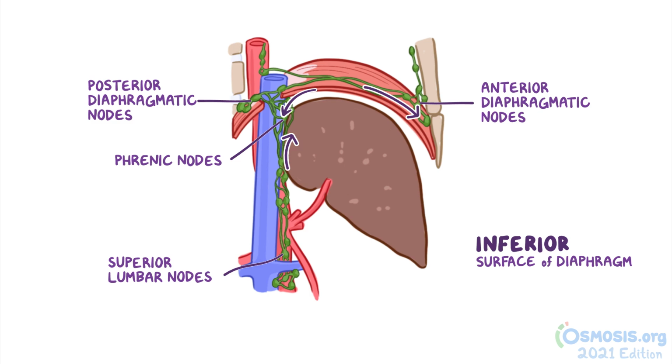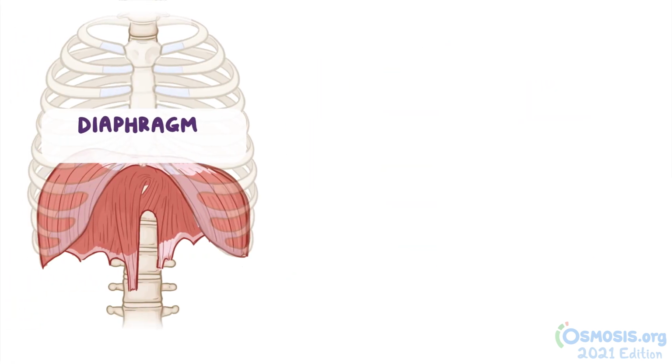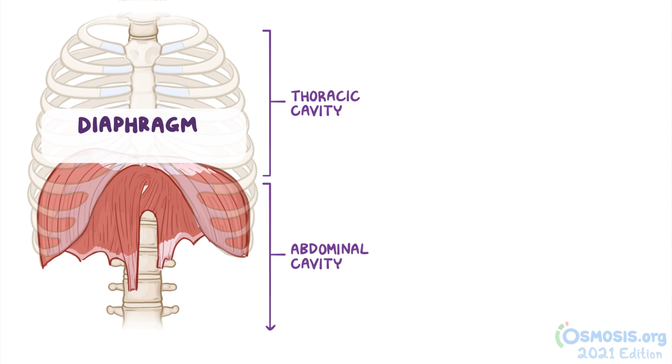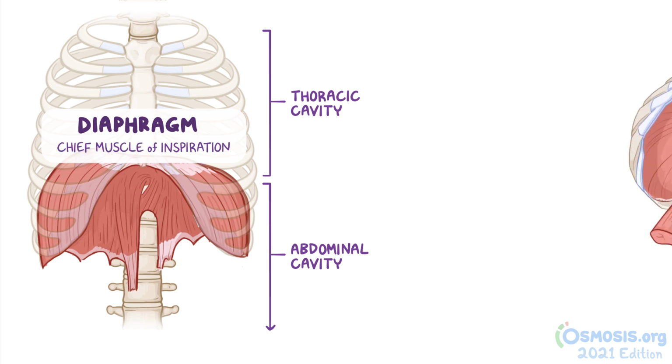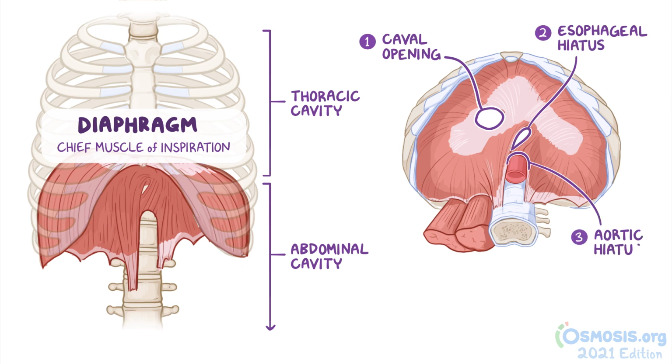Alright, as a quick recap, the diaphragm is a dome-shaped skeletal muscle found between the thoracic and the abdominal cavities, which serves as the chief muscle of inspiration. It also allows passage of important structures between the thorax and the abdomen through its three apertures, which are the caval opening, the esophageal hiatus, and the aortic hiatus.